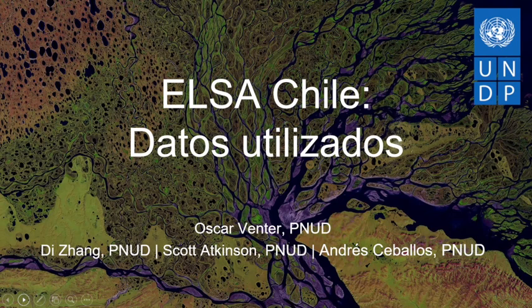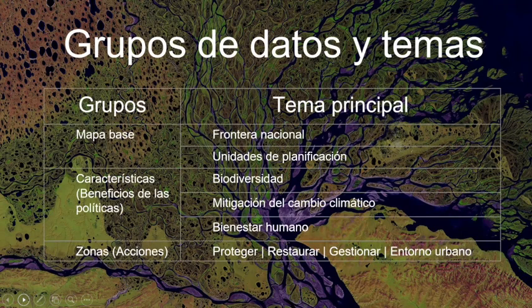Okay, next slide. So there's quite a lot of data being used, and it's being used for different purposes. The first is to create a base map for us to work with, and this is data on Chile's national boundary, which is used for that. We divide that up into what we call planning units. So these are basically pixels in the landscape, which can be selected or not selected for an ALSA action.